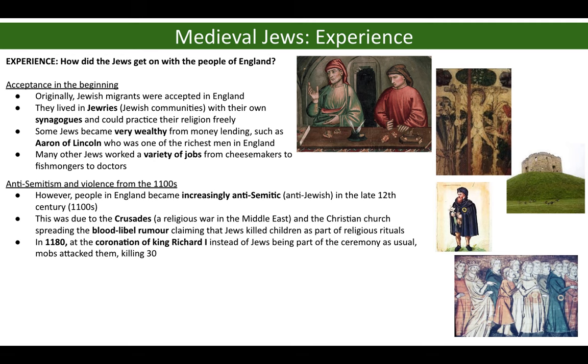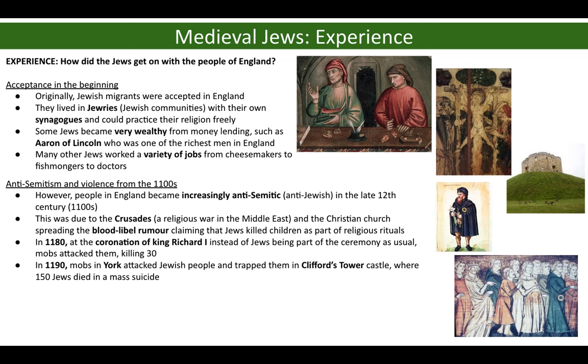In 1180, at the coronation of King Richard I, instead of being part of the ceremony as was traditional, mobs attacked the Jewish people there, killing 30 of them. In 1190, mobs in the city of York attacked Jewish people and trapped them in Clifford's Tower, which you can see in the picture, and forced them into a mass suicide where 150 Jews died because they'd rather kill themselves than be ripped apart by the mob outside of the tower. Much of that mob was attacking them because they owed them money that they did not want to pay back.